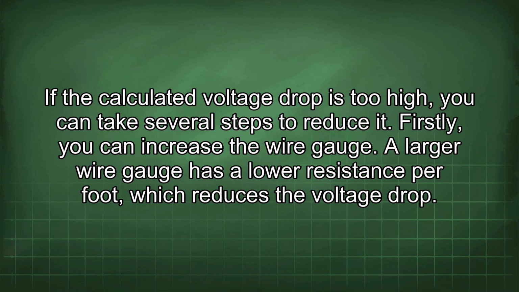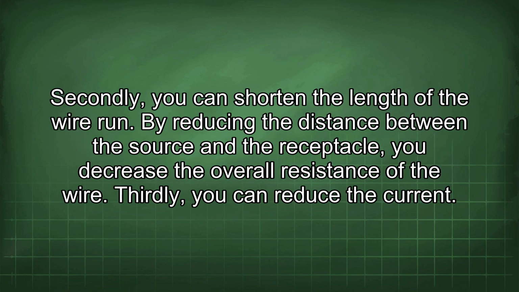If the calculated voltage drop is too high, you can take several steps to reduce it. Firstly, you can increase the wire gauge. A larger wire gauge has a lower resistance per foot, which reduces the voltage drop. Secondly, you can shorten the length of the wire run. By reducing the distance between the source and the receptacle, you decrease the overall resistance of the wire.